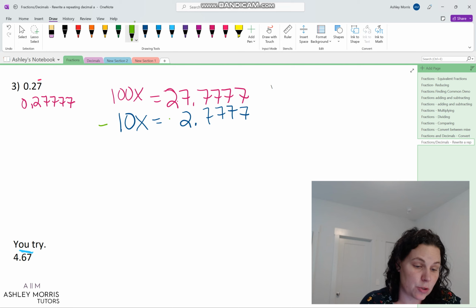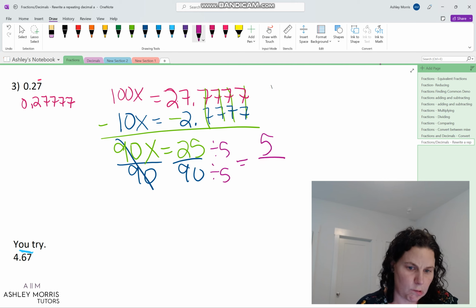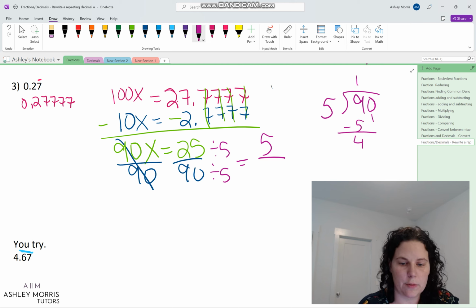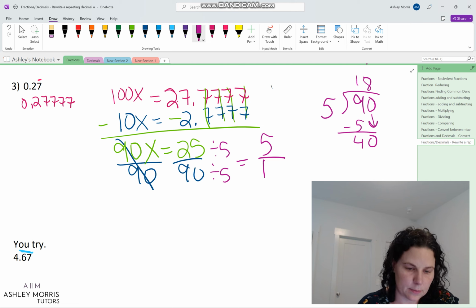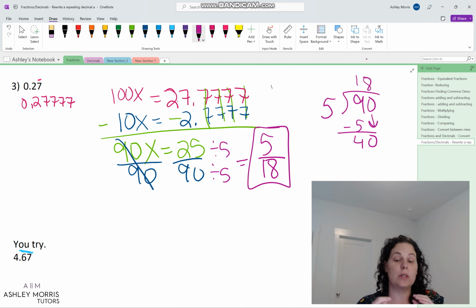So now when I subtract, I get 90x, and over here all the 7s cancel, and then I get 27 minus 2, which is 25. Divide both sides by 90. Oh, this one's going to reduce. Divide the top and the bottom both by 5, and you get 5 over 90 divided by 5 is 18. 5 over 18. There's our final answer. So when you're doing these, you need whatever's after the decimal to be the stuff that repeats, and you need them to line up.